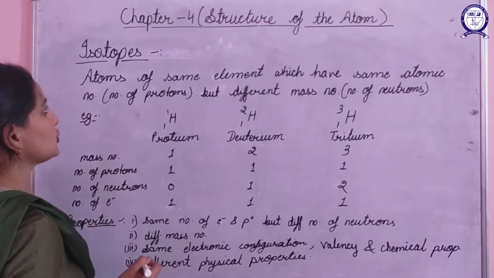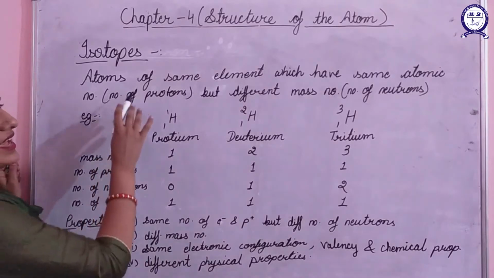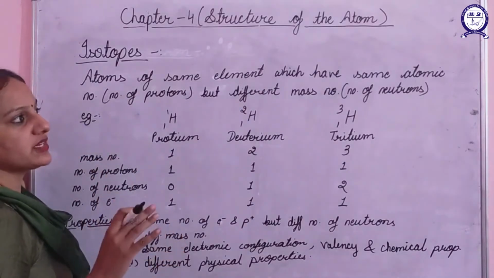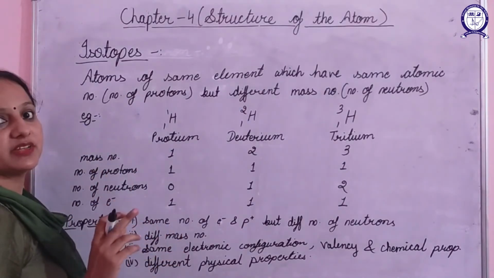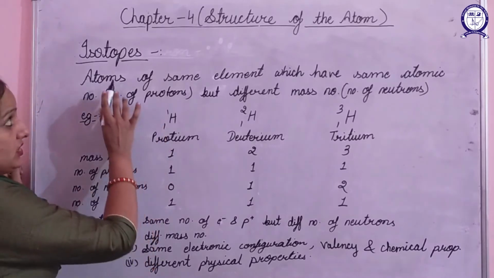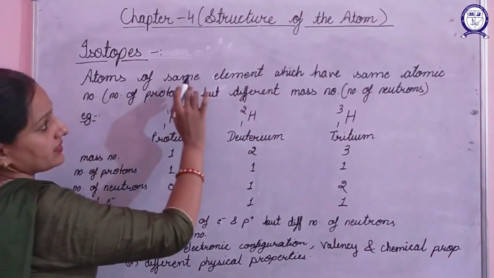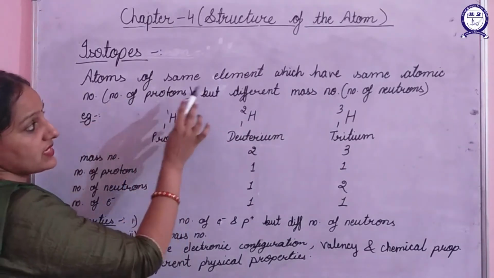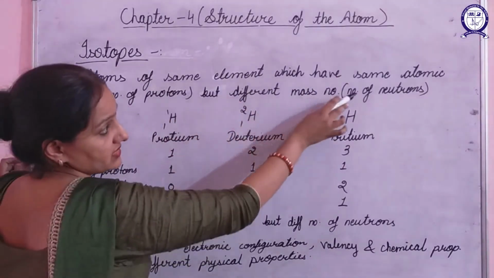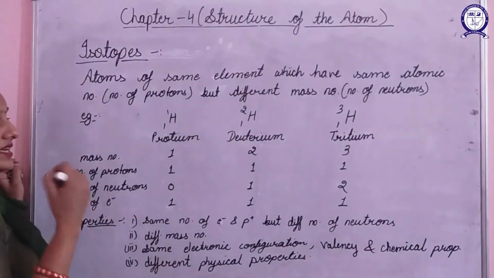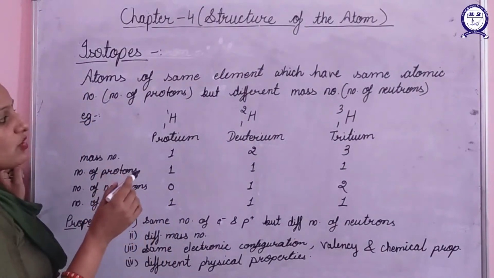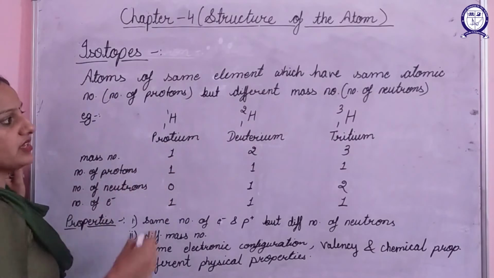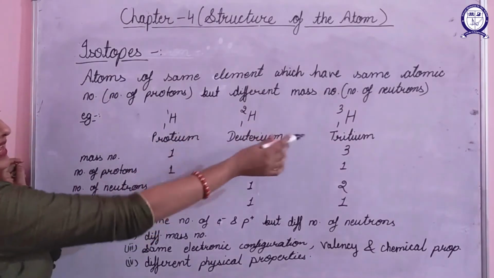Next is isotopes. Isotopes are the atoms of the same element which have the same atomic number but different mass number. So isotopes are the atoms that have the same atomic number, that is the number of protons, and different mass number, that is the number of neutrons. Examples of the isotopes of hydrogen are protium, deuterium and tritium.